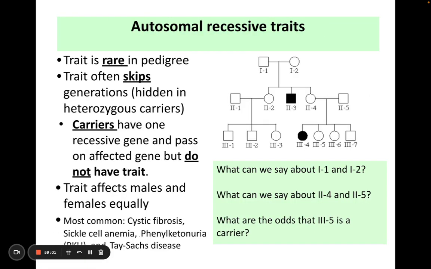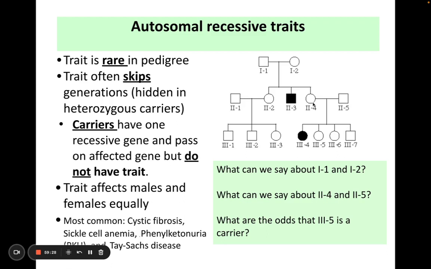Very interesting. So, autosomal recessive traits, usually you see them skip generations. Males and females will have it, okay? And most will be carriers when you see stuff like this. So I1 and I2, what can you say about them? Well, they have to be carriers, right? Because they have an offspring that has that autosomal recessive trait.